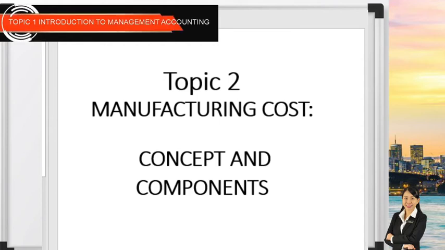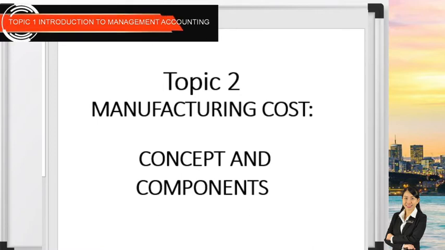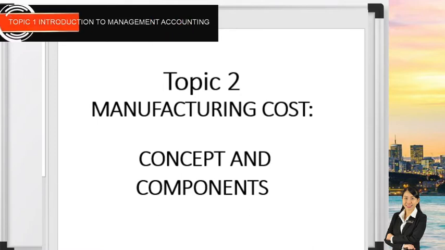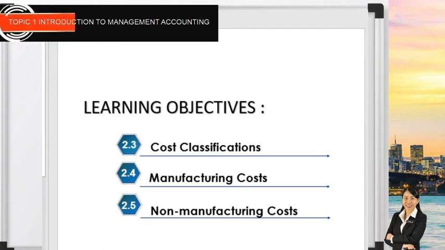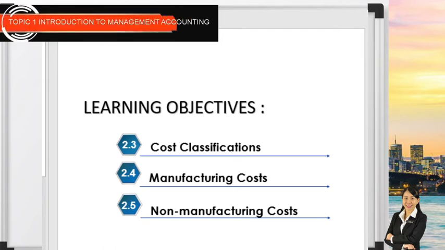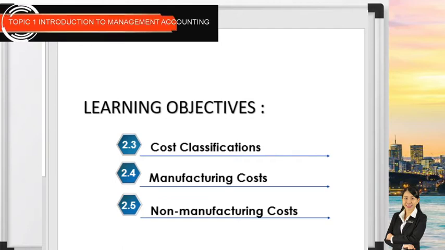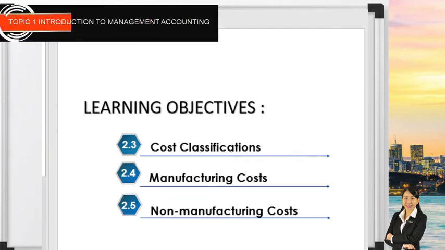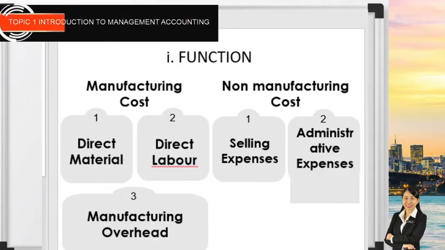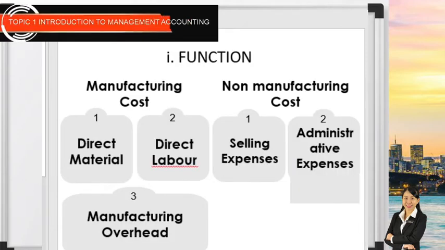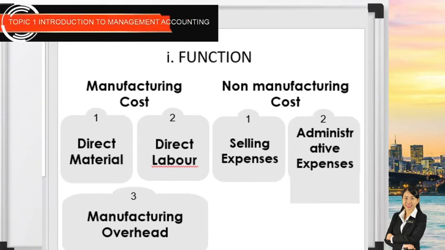Hi all, in this video we will continue our topic 2, manufacturing costs. After this video, I hope everyone can understand what is defined by cost classification, which is where we divide into manufacturing costs and non-manufacturing costs. For cost classification, we have two of it: manufacturing cost and non-manufacturing cost.